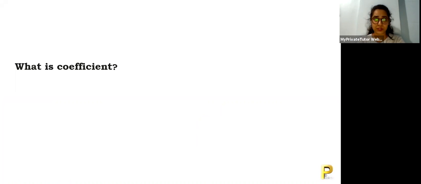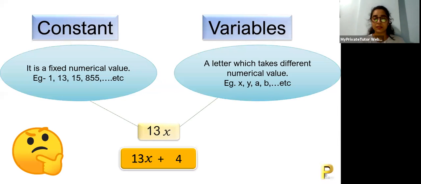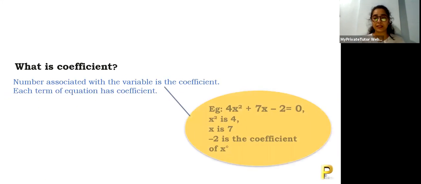So what is a coefficient? Okay. The number associated with the variable is the coefficient. Each term of an equation has a coefficient. Now what does that mean? See, as we just saw in the previous example 13x plus 4, what is the number which is with x? That is 13, correct? So a number which is associated with the variable, that number is considered to be a coefficient. Let's take an example about this.